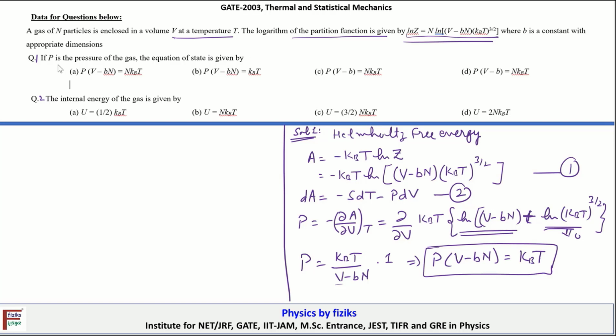Okay, so that means option B is the correct one here. Option B matches with the result that we have obtained. Okay, now let's continue with the next question.